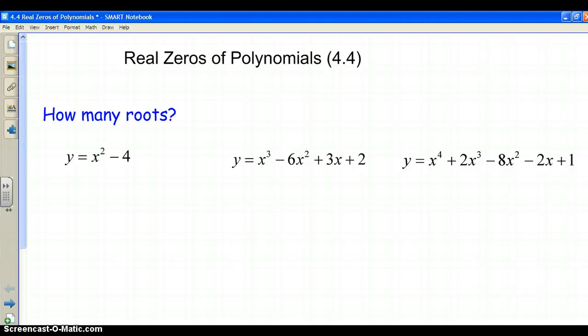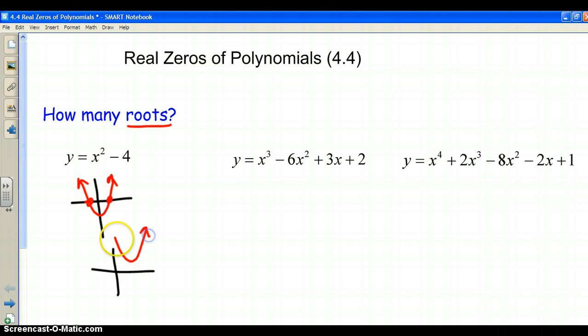This is lesson 4.4. How many roots or how many solutions does, say, this function have? Well, we know something about this function. We know that it is a parabola. So you might expect it to, let's see, one possibility would be the parabola does this, that it crosses the x-axis in two locations. Maybe the parabola does this, though.